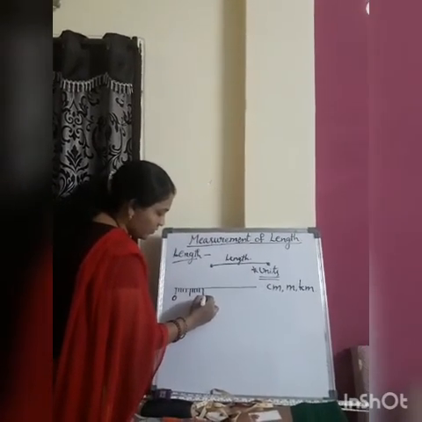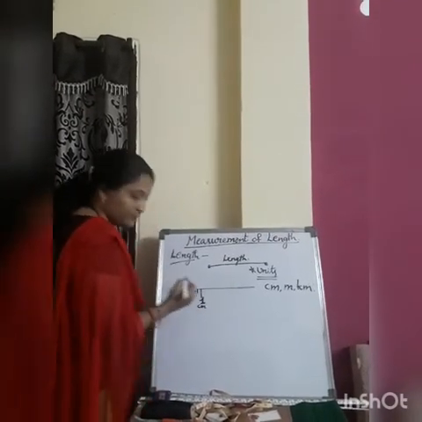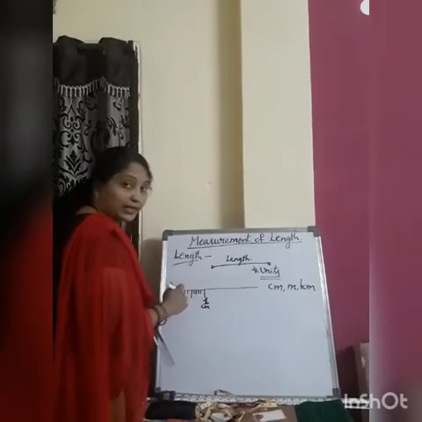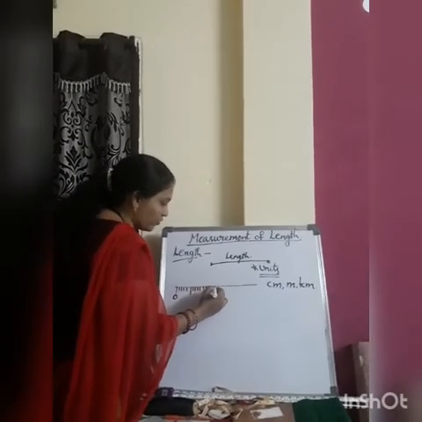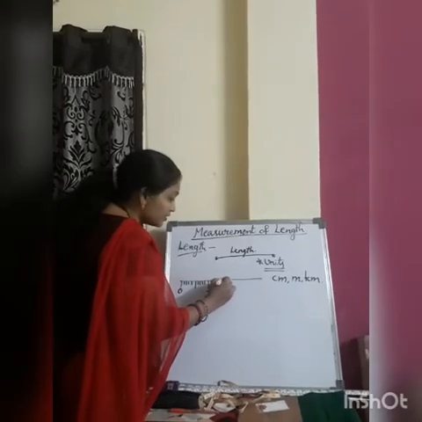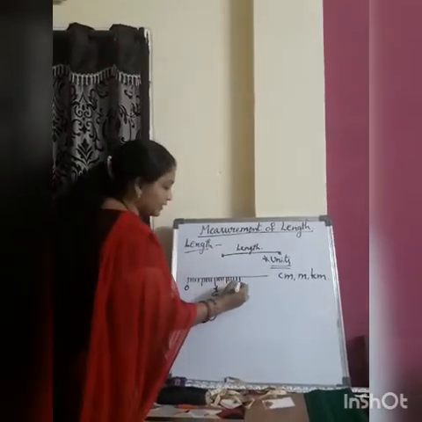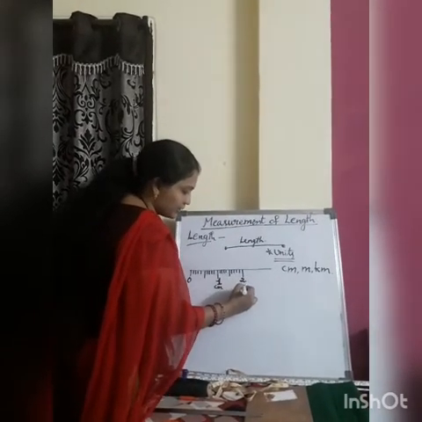So, from 0 to 1, this is called 1 centimeter. After 1 centimeter, again it continues the same pattern. 1, 2, 3, 4. Fifth line will be a little bigger. Then 6, 7, 8, 9 and 10. And the 10th line, after 1 centimeter, is 2 centimeters.